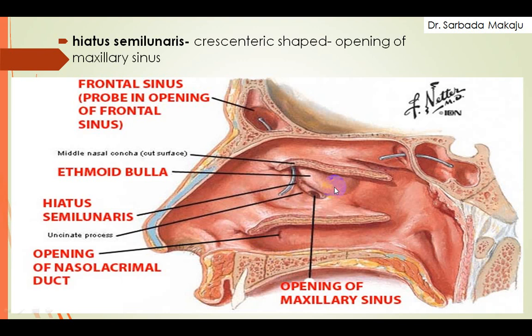Beneath the ethmoidal bulla, there is this portion known as the hiatus semilunaris. This hiatus semilunaris is crescent shaped, and within it a large sinus opens. This is known as the opening of the maxillary sinus.